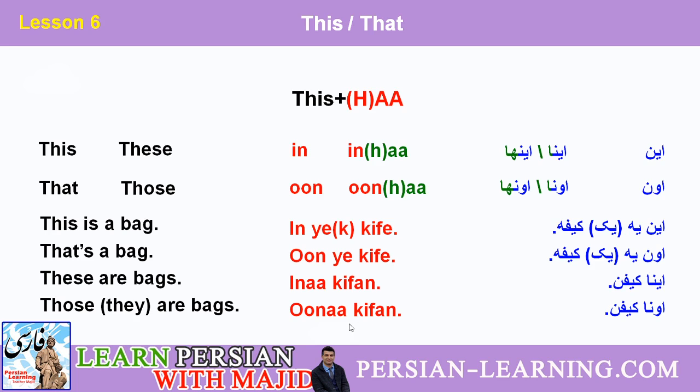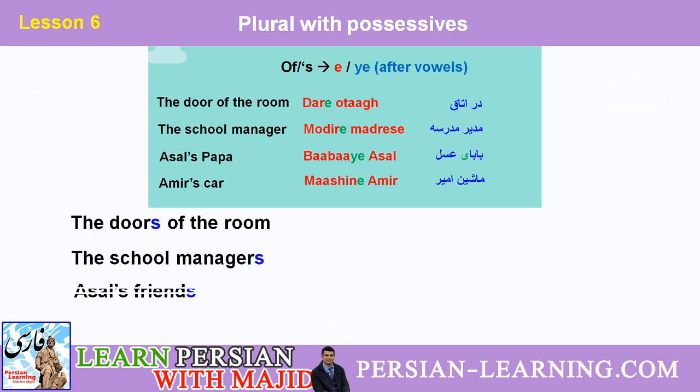But if we have possessive adjectives before these nouns, then it is different. Then we have to make them as plural that we learn in our next slide. We learned possessives in my lesson 5. As you see, we had e or ye after vowels for making of or apostrophe s, which shows possession in English, like the door of the room, در اتاق. School manager, مدیر مدرسه. Asal's papa, بابای عسل, because of this vowel. Amir's car, ماشین امیر. Now let's make them plural.